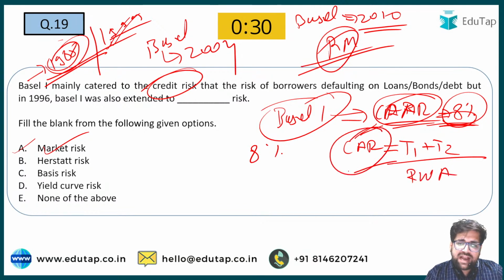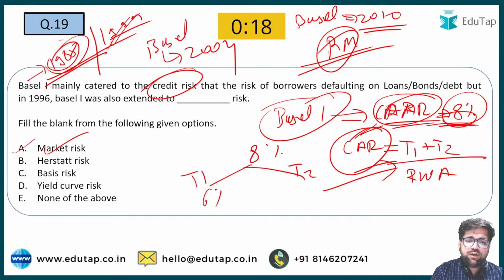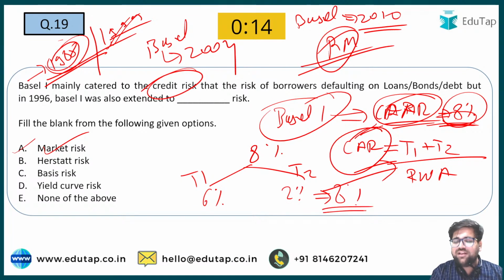Don't go that deep into how tier 1 and tier 2 came out, because the time is very less right now. Just remember the key data: tier 1 and tier 2. According to Basel norms, tier 1 is 6% and tier 2 is 2%. So that's why the total is 8%.